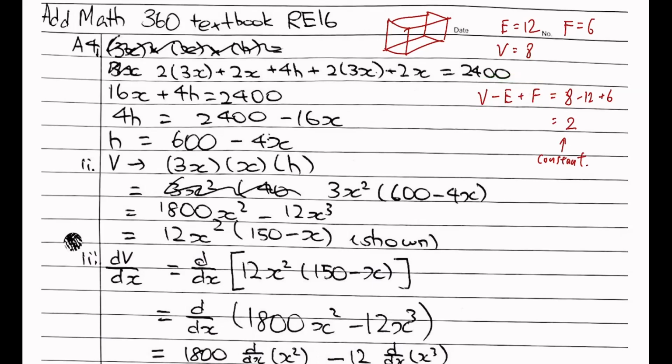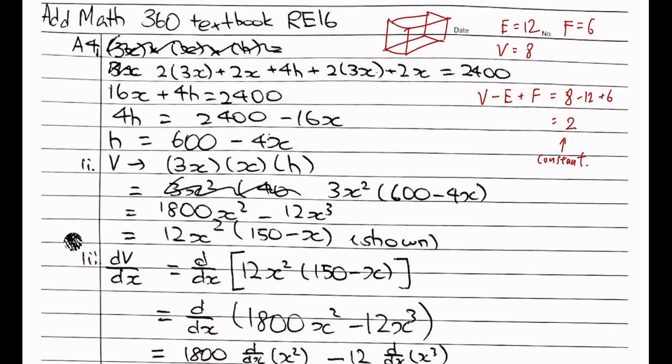Okay, moving on. A piece of wire has a length of 2,400 cm. It makes the edges of the rectangular box. How many edges? 12 of them, as shown in the diagram. The box has breadth x cm, length 3x cm, height h cm. Part 1, find h in terms of x.